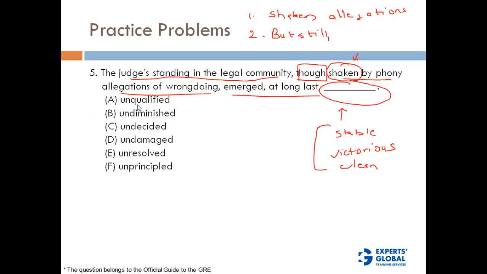So let's look at the options now. Unqualified. Does it relate to this judge's standing coming out victorious or clean? Not really. Undiminished, yes. Although it was shaken, it came out undiminished. This makes sense. Undecided, out of context. Undamaged, yes. Although it was shaken, it came out undamaged. Unresolved doesn't make sense in this context. Unprincipled doesn't make sense either. So the answers are B and D, undiminished and undamaged.